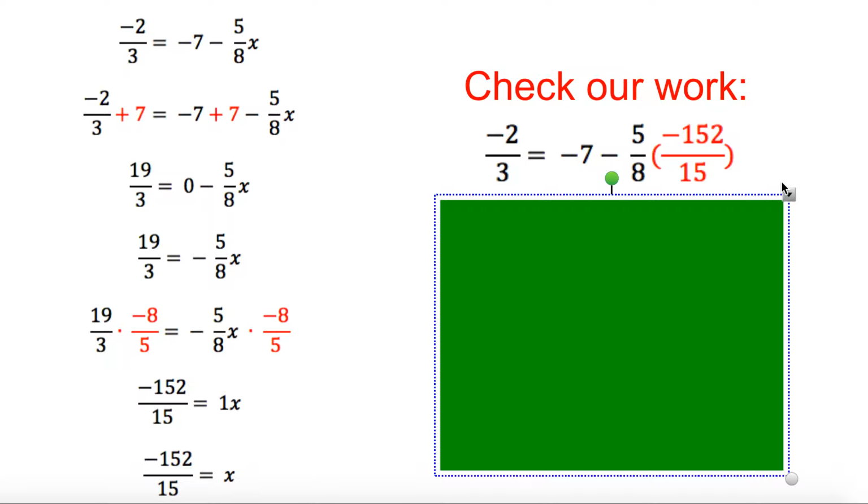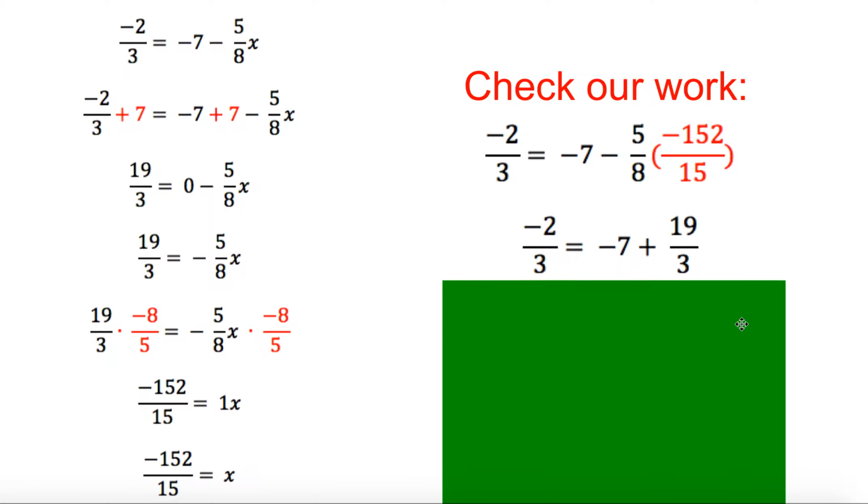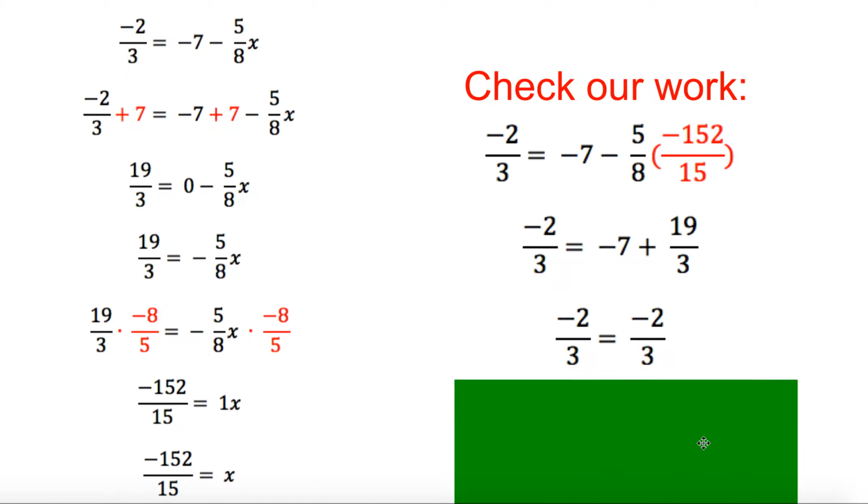So we'll start with order of operations. We're going to start with our multiplication. So we're going to multiply these two and get 19/3. So now we want to solve on the right side. We have negative 7 plus 19/3, which we know is negative 2/3. Well, since negative 2/3 is equal to negative 2/3, we know that this all works.